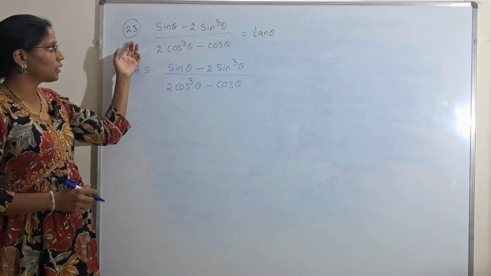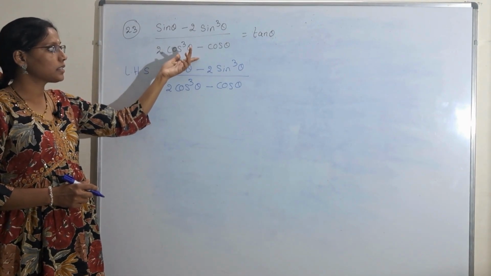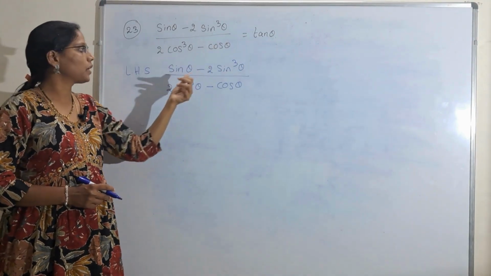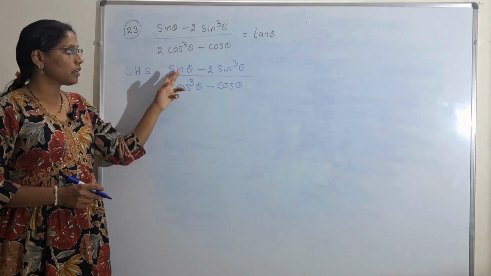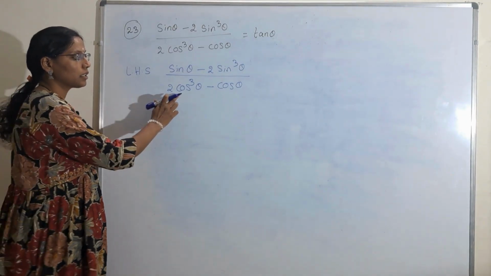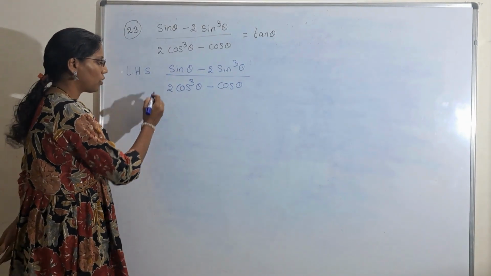Next problem is 23. Here LHS we have to consider and RHS we have to prove. In the LHS, numerator, what is the common? Sin theta, and in the denominator cos theta we have to take common.